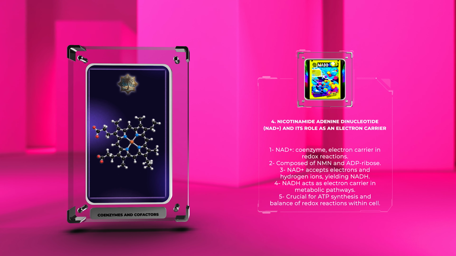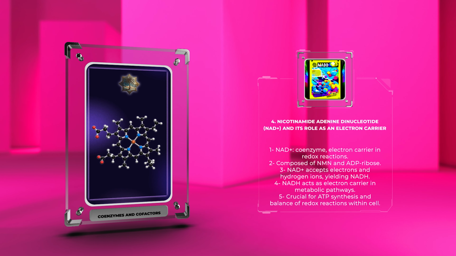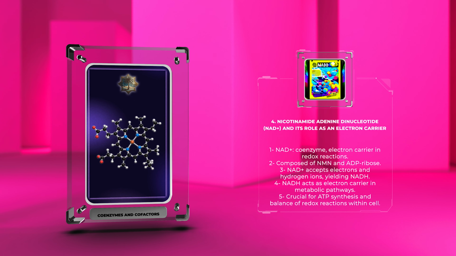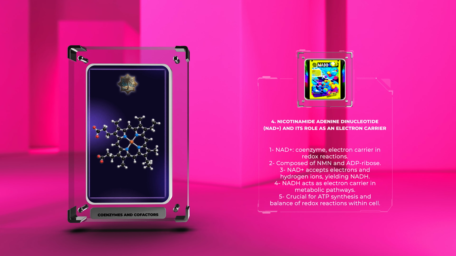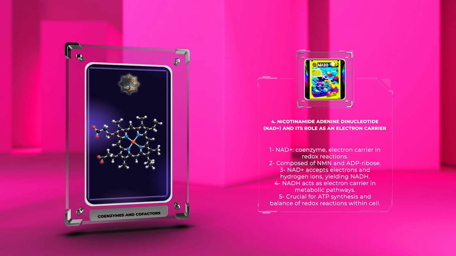By accepting electrons, NAD+ gains the ability to donate them to other molecules, effectively transferring energy from one reaction to another. This process is crucial for generating ATP through oxidative phosphorylation and maintaining the balance of redox reactions within the cell.